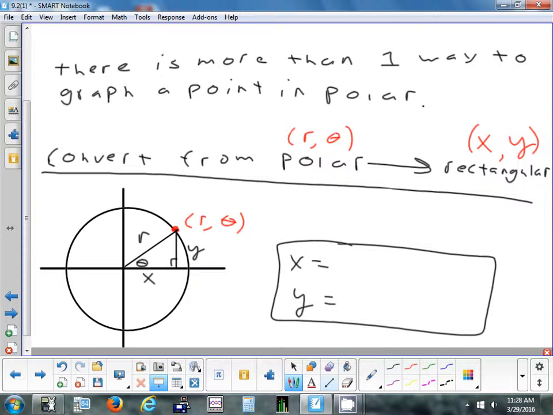What trig function could I use to figure out x? Cosine. And before I rearrange it, just tell me what it would be. Cosine theta equals x over r. Yep. And our goal is to get a formula for x, so how do you move that r? Multiply by r. r cosine theta. Yep. And there's a formula for x.